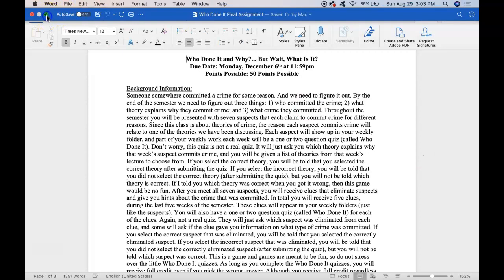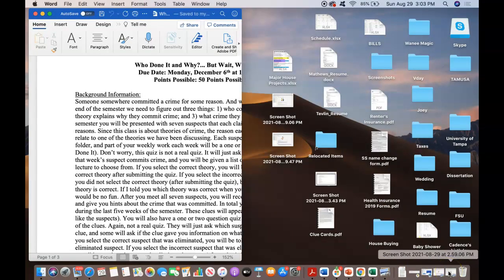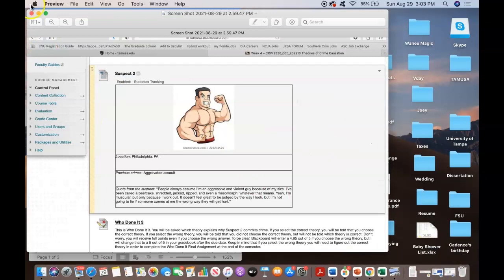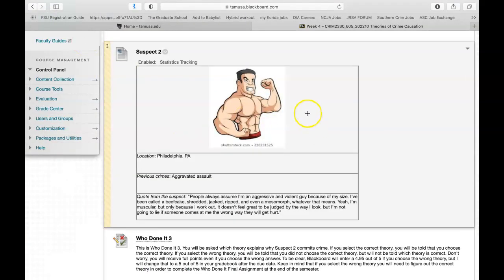So I wanted to show you what we actually are talking about. So this is an example of what you are going to get. During the first half of the semester, we are going to be presenting 7 different suspects. So this is the second suspect that you're going to get. And you'll get the picture of what they look like, where they're located, if they've had any previous crime before, and a little quote about themselves. So the quote in particular is basically going to be your given scenario. And so you are given a scenario about every single suspect.